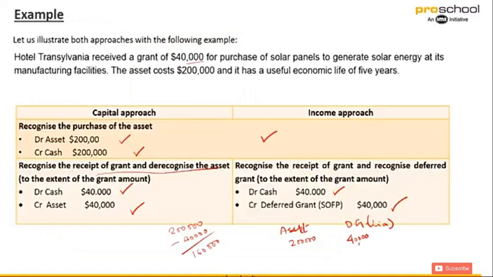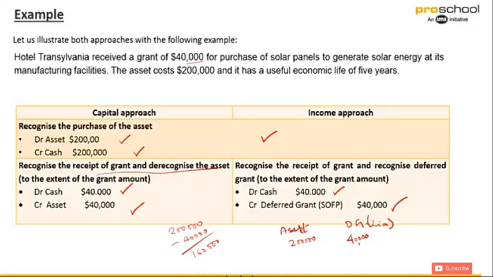Hotel Transylia received a grant of $40,000 for the purpose of solar panels to generate solar energy at its manufacturing facilities. The asset costs $2 lakh and it has a useful economic life of 5 years.